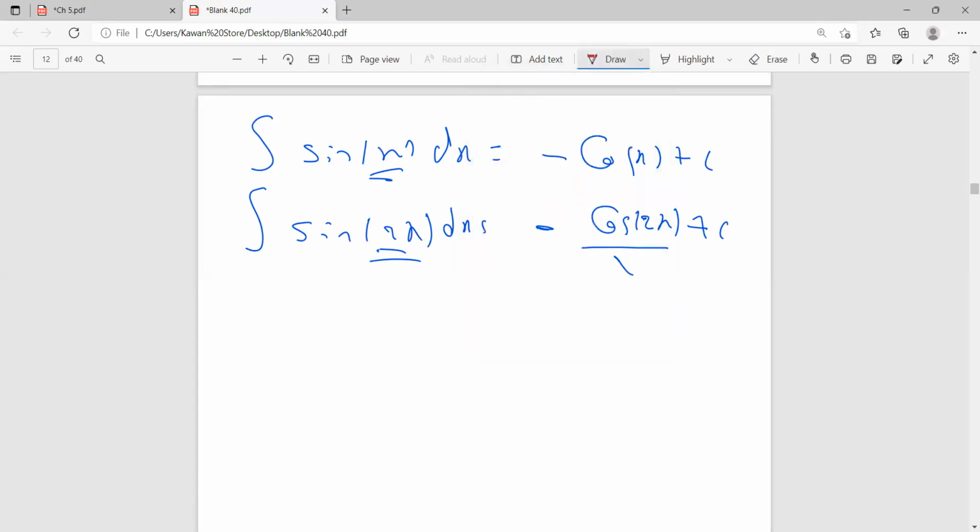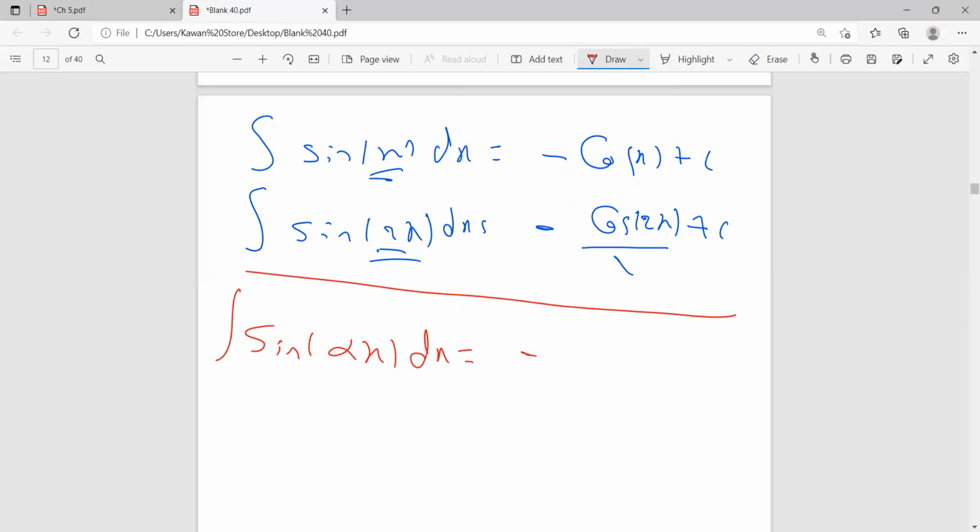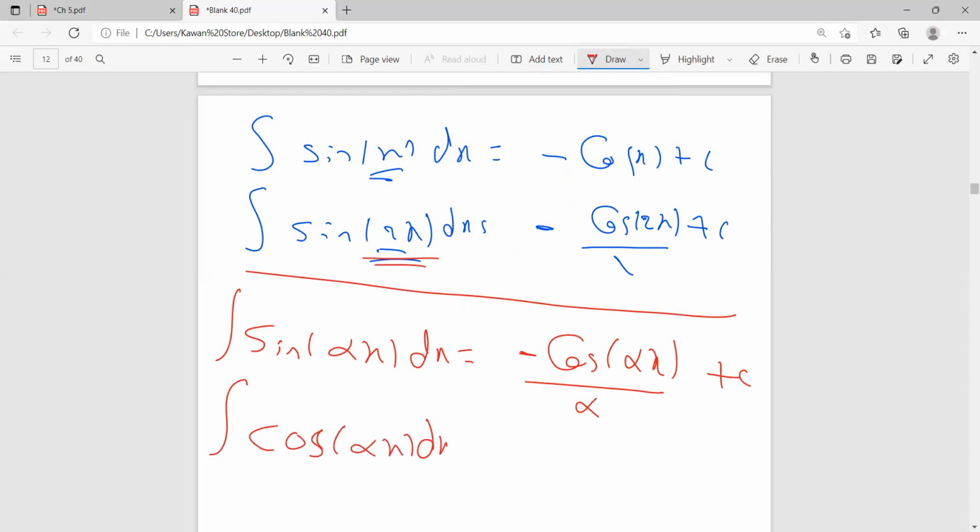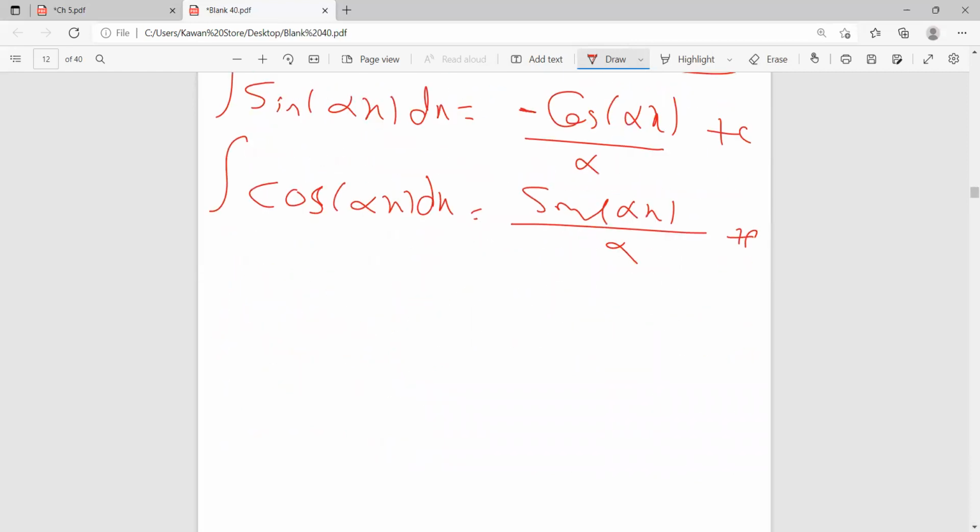For example, when you see sine alpha x, where alpha is any number, any constant, we can say the integral is equal to minus cosine alpha x plus c over alpha. Here's the example. If you have cosine alpha x dx, you can say it is equal to sine alpha x over alpha. Here is an example to understand it, to memorize it, to be familiar with it.